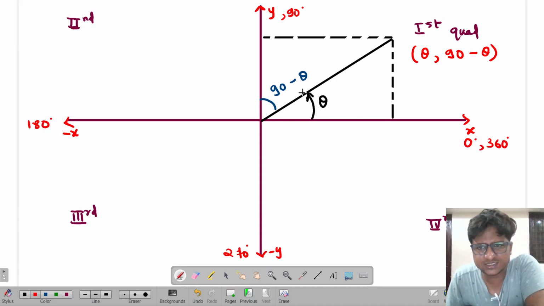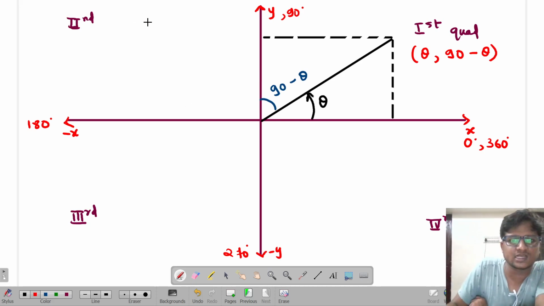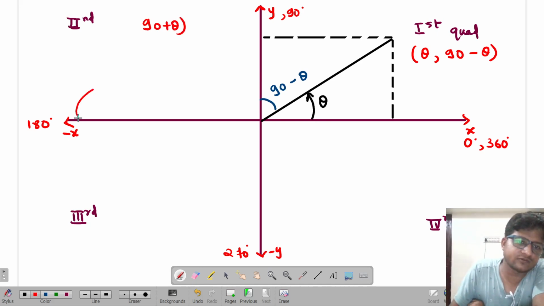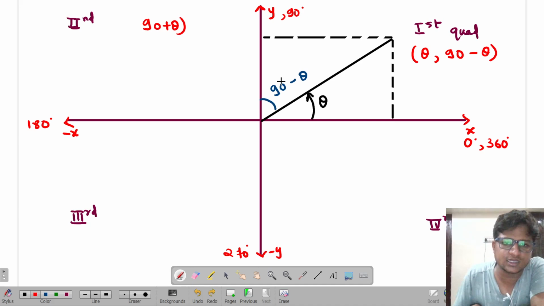So 0 plus theta is theta, but another angle will be 90 minus theta or not. So here the second angle will be what? 90 plus theta. The y-axis is 90. But if I measure from this side, it will be 180 minus theta, because the total angle is 180. So this angle will be 180 minus theta or not? Yes.